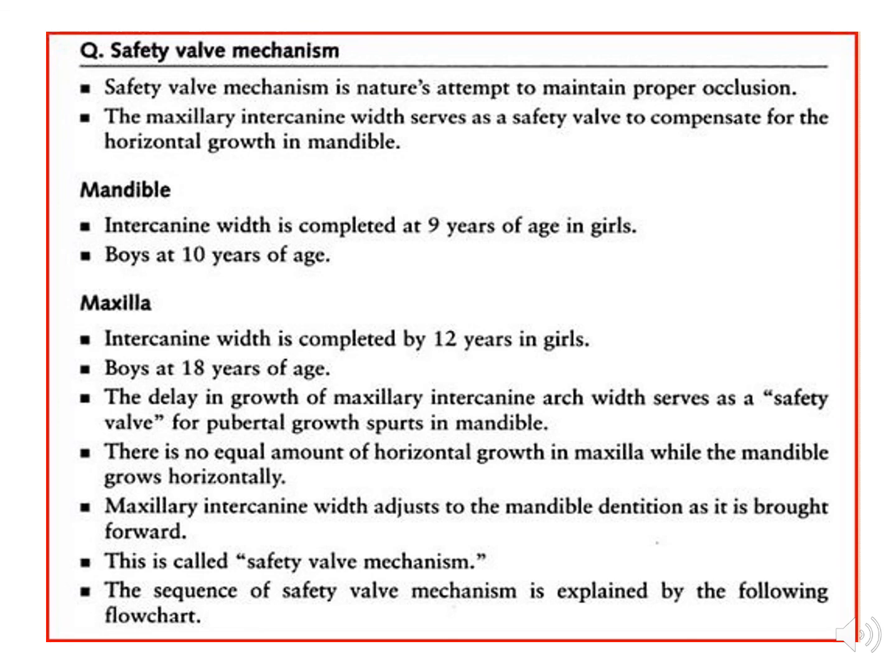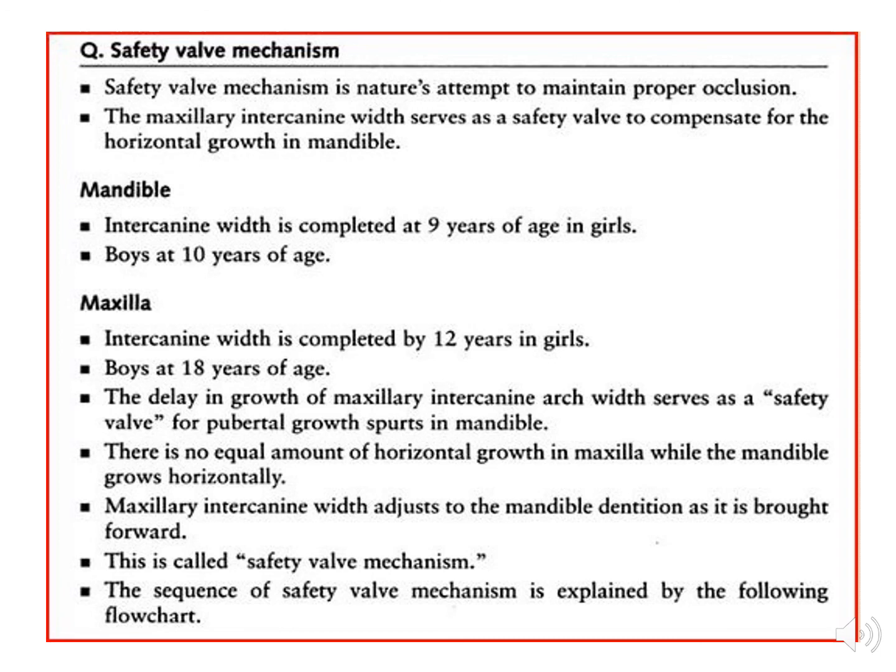So now about the safety valve mechanism. The safety valve mechanism is nature's attempt to maintain proper occlusion. The maxillary intercanine width serves as a safety valve to compensate for the horizontal growth in the mandible. In the mandible, intercanine width is completed at 9 years of age in girls and 10 years of age in boys. In the maxilla, intercanine width is completed by 12 years in girls and 18 years in boys.